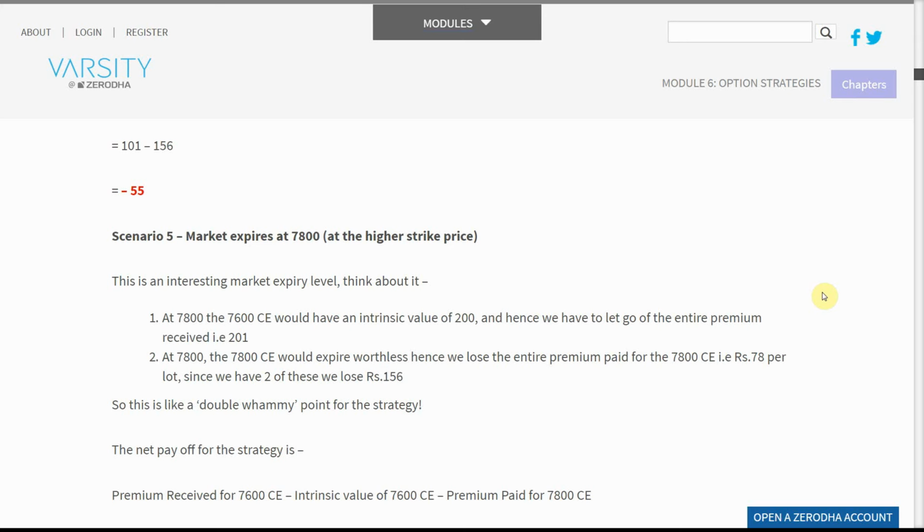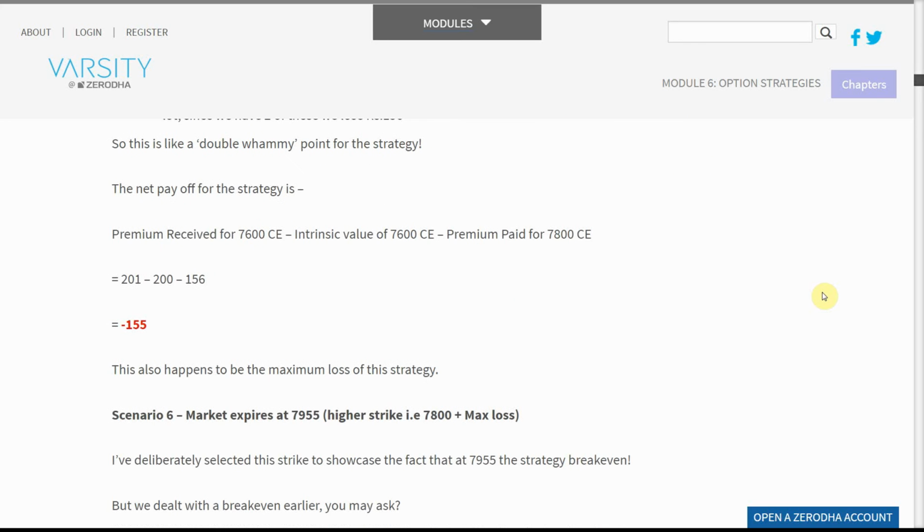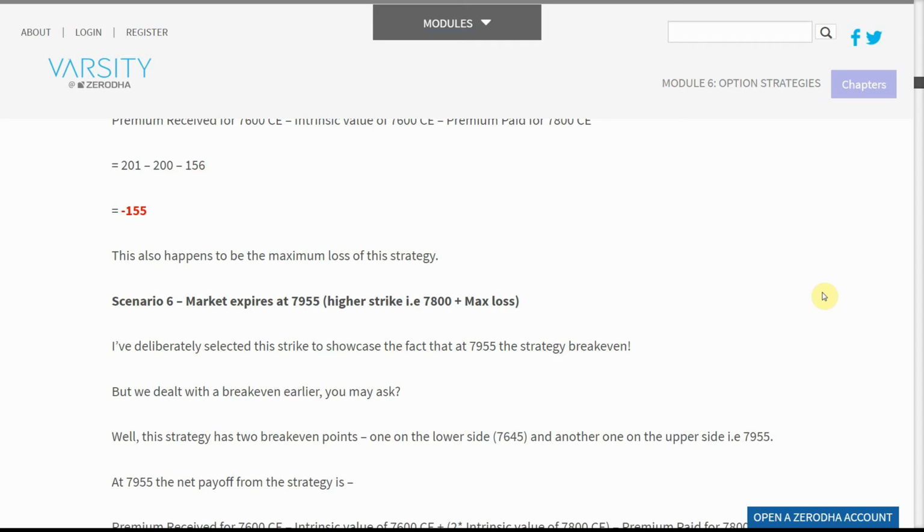The net payoff for the strategy is premium received for 7600 CE, minus intrinsic value of 7600 CE, minus premium paid for 7800 CE, equals 201 - 200 - 156, equals minus 155. This also happens to be the maximum loss of this strategy.